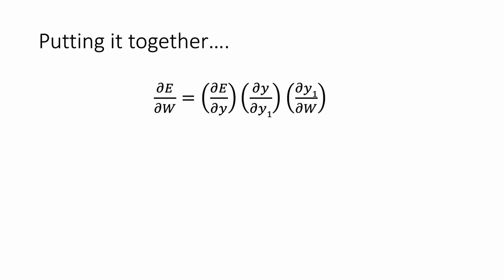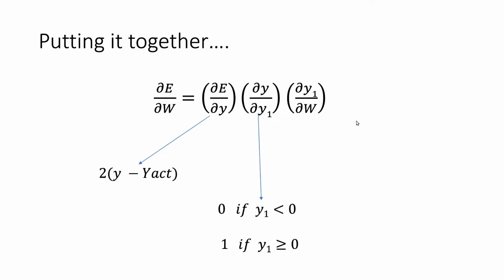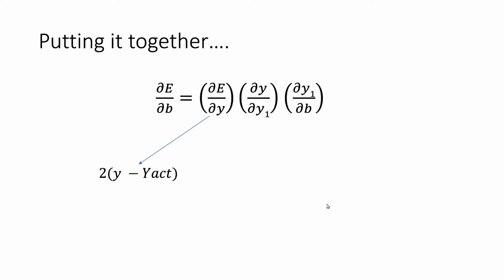So putting it all together, we had this formula. All the three components will be there. This is the part which is new, which is the partial differential of the ReLu function. Similarly for b, all the three parts will be like this.